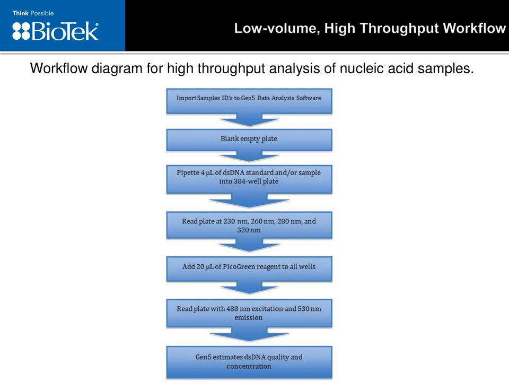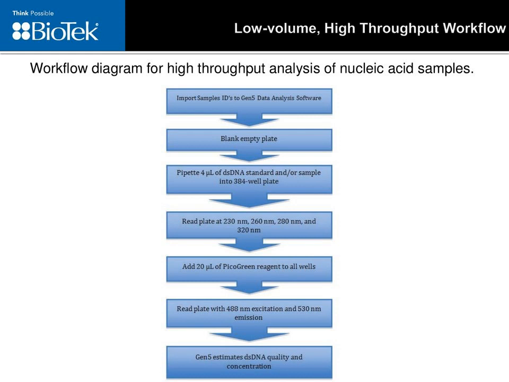So here is a workflow diagram for this particular assay. Sample IDs can be imported into Gen5 data analysis software. We will then perform measurements on a blank empty plate for background subtraction. We'll then pipette 4 microliters of our standard or sample into the plate and read the plate at the appropriate wavelengths, 230, 260, and 280 nanometers, as well as collect data at 320 nanometers, which will detect any plate abnormalities.